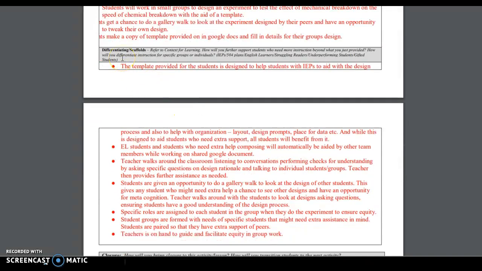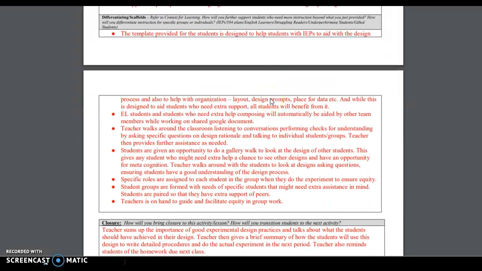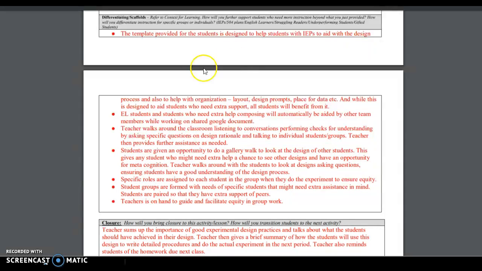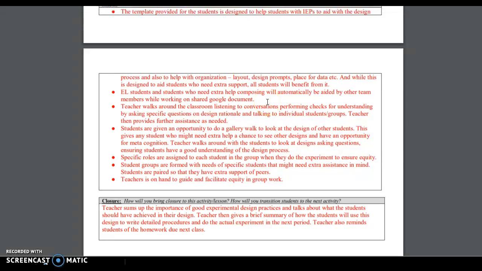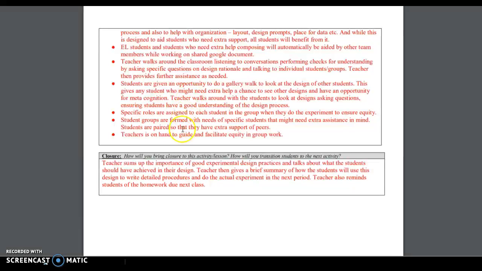And the teacher is able to further support them by using the template provided for students, and it's designed to help students with IEPs to aid with the design process and help with organization. EL students and students who need extra help composing will automatically be aided by other team members, and so they're really able to help each other in the group setting, as well as all these other things.